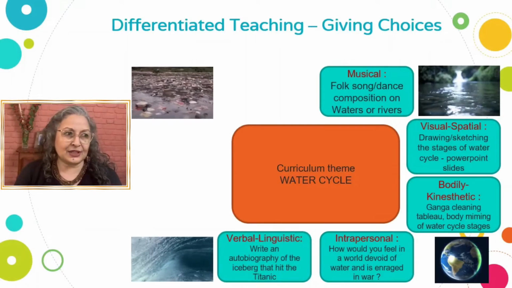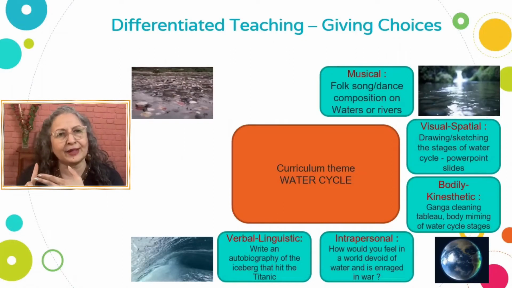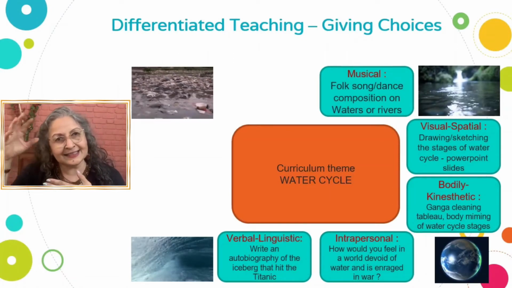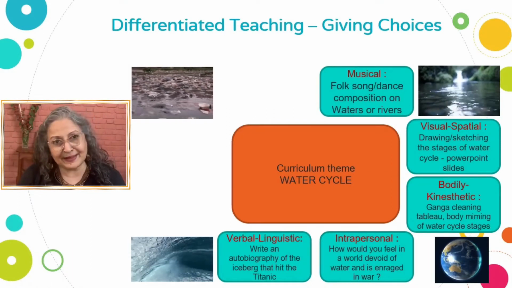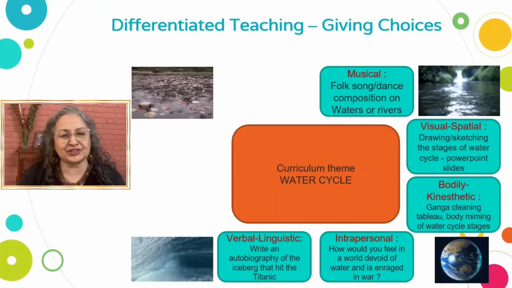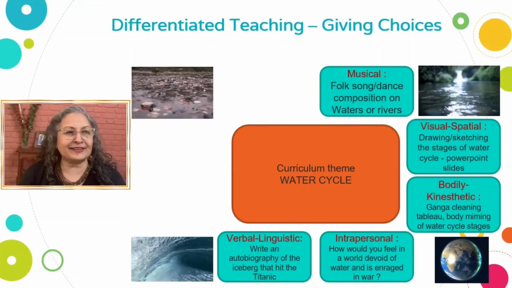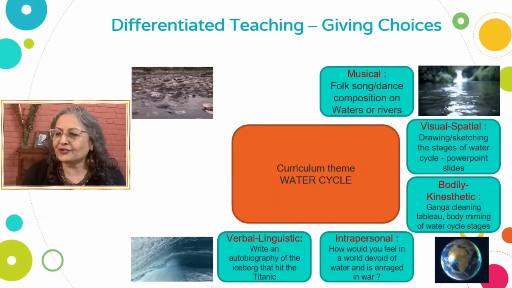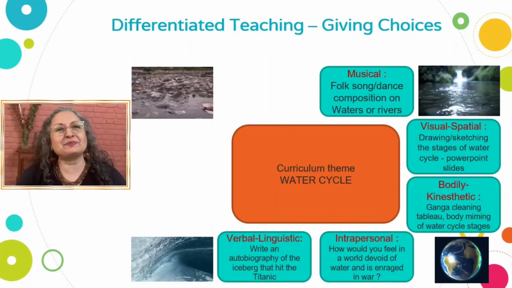For verbal linguistic, which is done quite often. So verbal linguistic and mathematical we take care of quite often. It's the other 6 intelligences that we need to bring into play in our lesson plan. We need to mention this. But still, since it's about water, I've thought that I'll put something different. How about writing an autobiography of the iceberg which was hit by the Titanic?